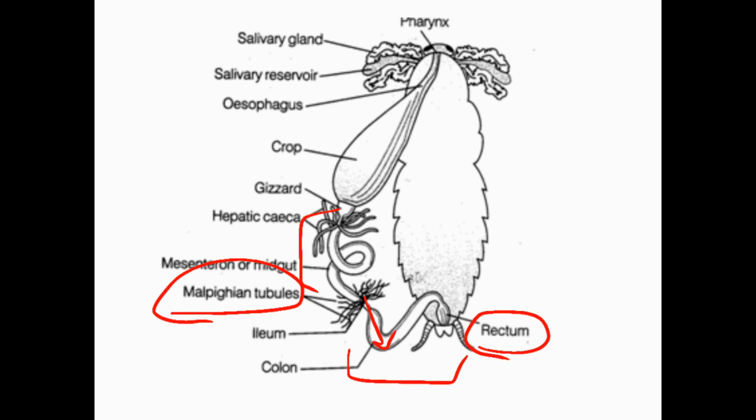Inside the rectum, the water is again reabsorbed if it is required by the body, and as a result of this, the uric acid becomes very thick and it is discharged out of the body along with feces.